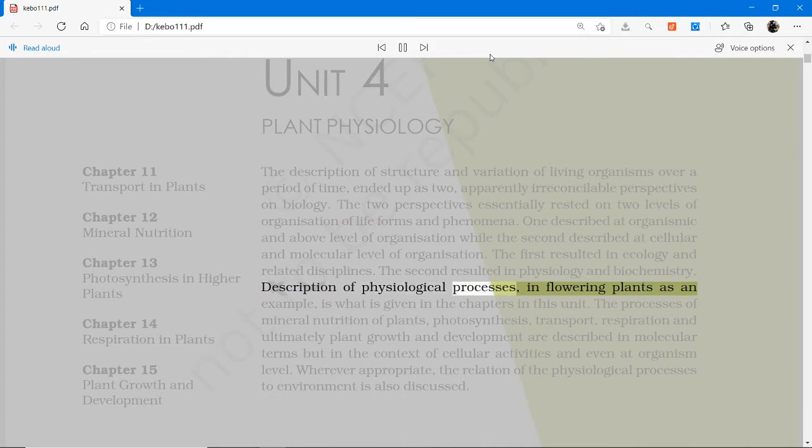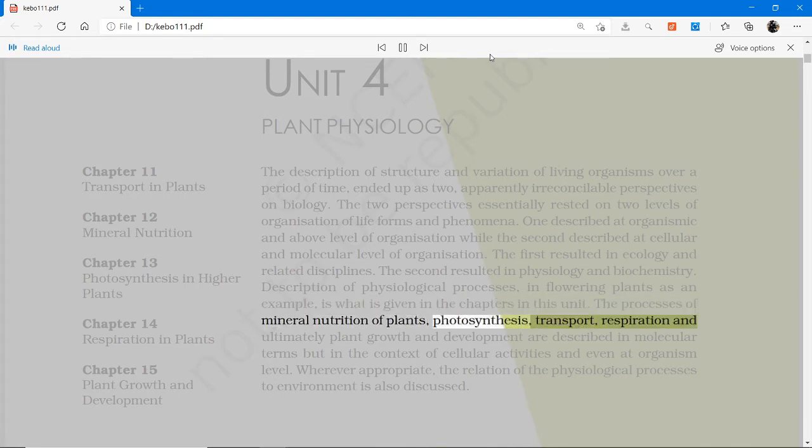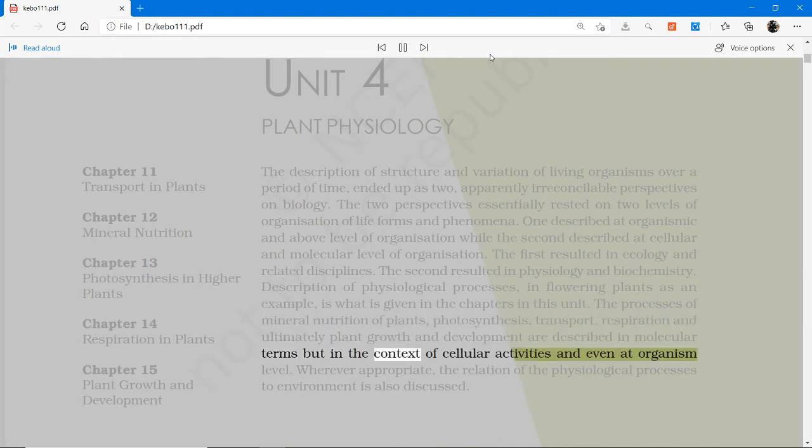Description of physiological processes, in flowering plants as an example, is what is given in the chapters in this unit. The processes of mineral nutrition of plants, photosynthesis, transport, respiration, and ultimately plant growth and development are described in molecular terms, but in the context of cellular activities and even at organism level. Wherever appropriate, the relation of the physiological processes to environment is also discussed.